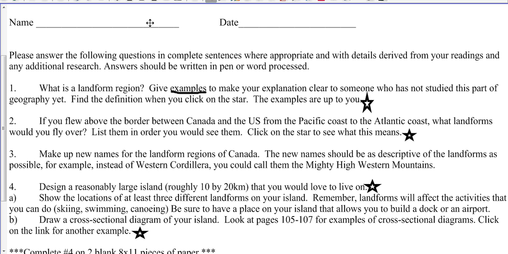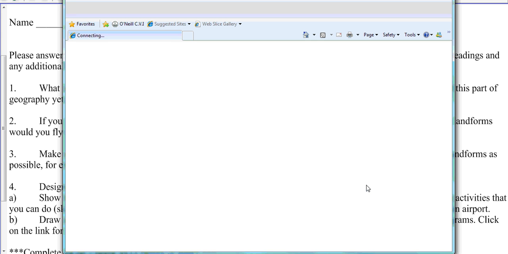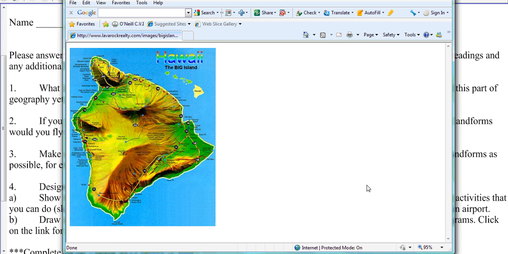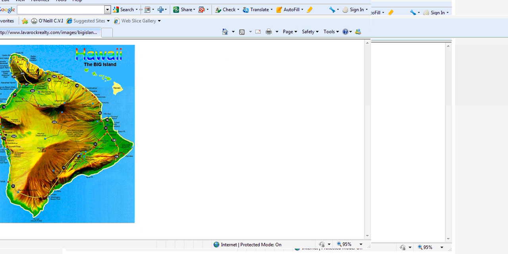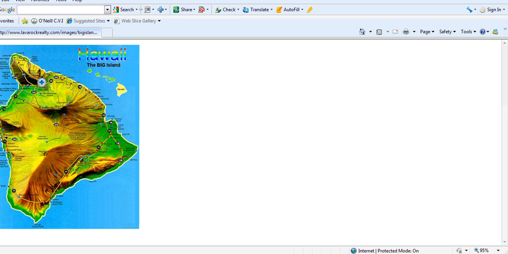And they have to try to be as creative as possible. Question number 4 is we're looking at designing a reasonably large island. So this is up to you, roughly 10 by 20 kilometers, that you would love to live on. Here's an example of what I'm talking about. So here's an example of something. Can you notice?